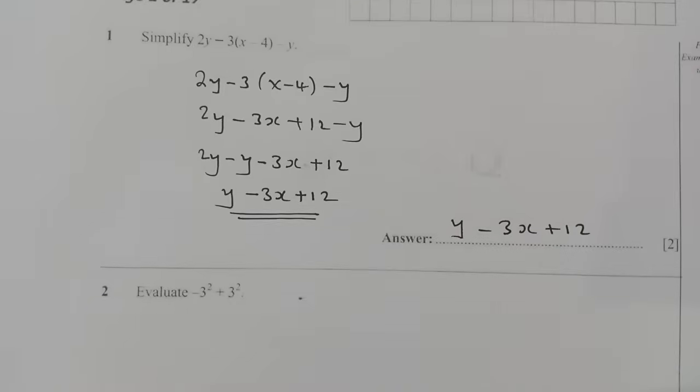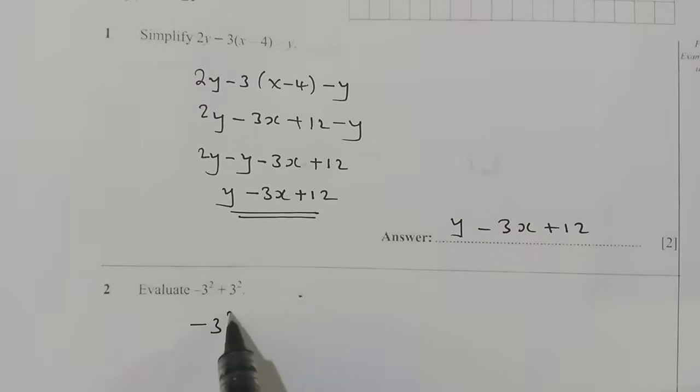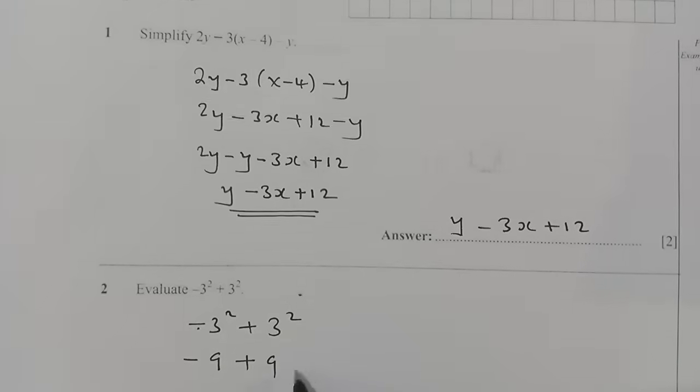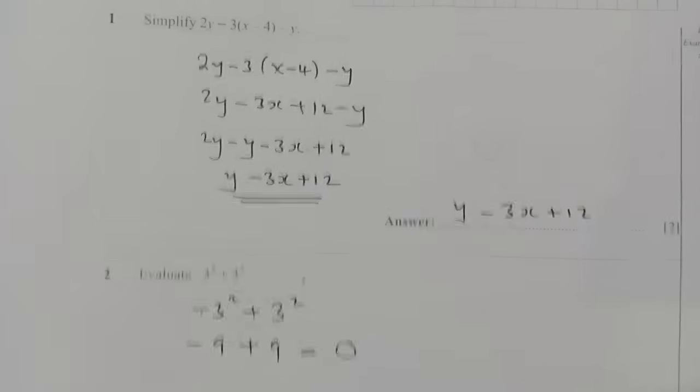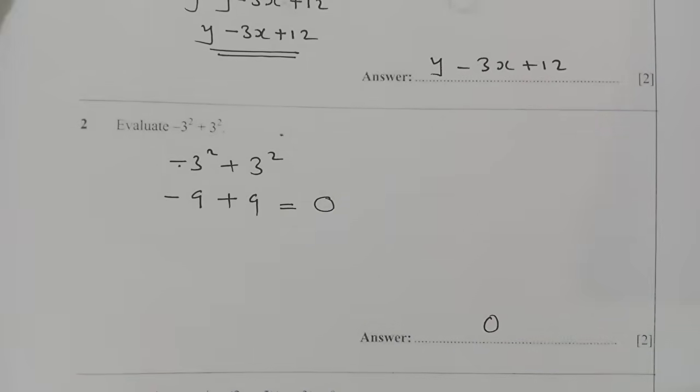The next question here, we have something like this. So this negative is not affected by this power because it's not inside the bracket. So we have this, of which our answer will just be a 0. So our answer here is 0. We go to the next question.